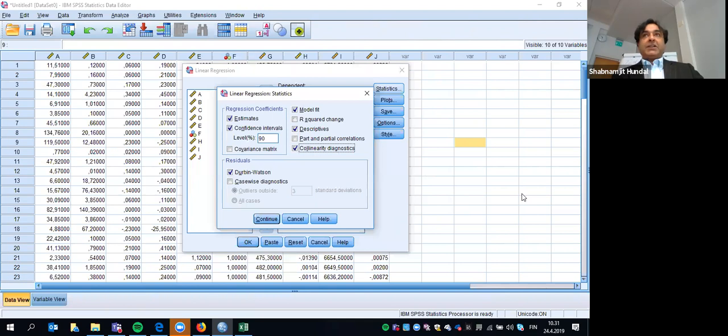We went to statistics and we chose estimates for sure. Without estimates, it makes no sense. Confidence interval is 90%. Yeah. Then we have the Durbin-Watson test. Then we have the R square, no changes. That's fine. Collinearity diagnostic. So can you see it? So then we click OK.